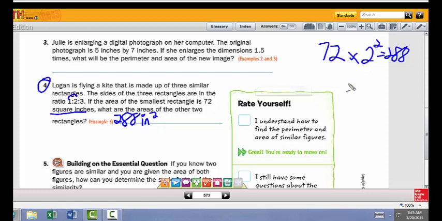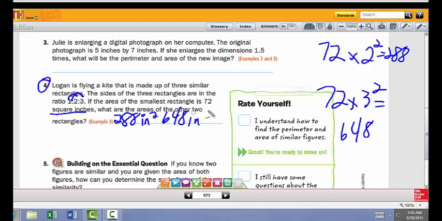Now in the next case we have 72 times the scale factor here is 3, but it's 3 squared, so 72 times 9, and we get 648. And again, it's 648 inches squared.